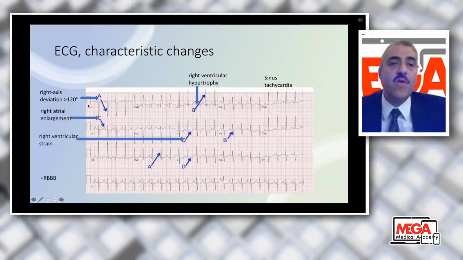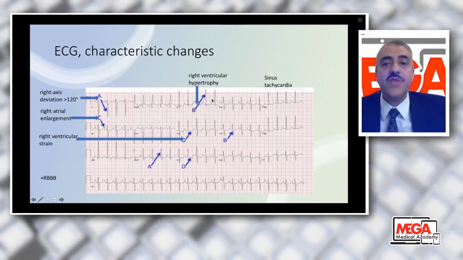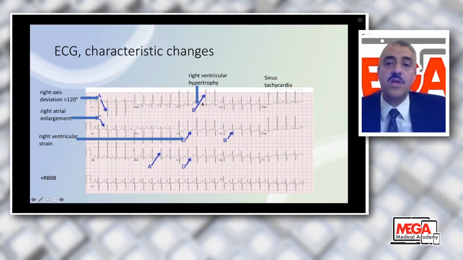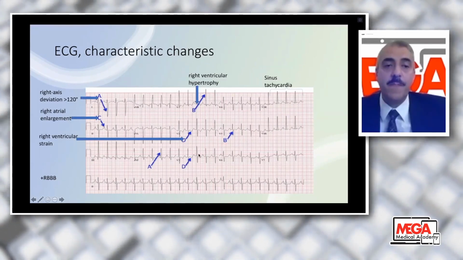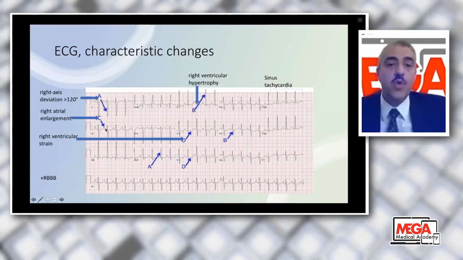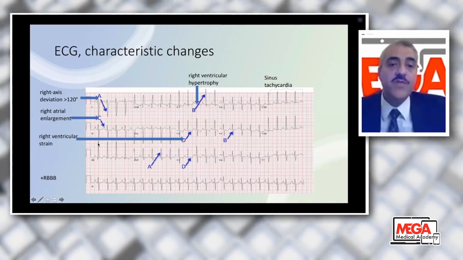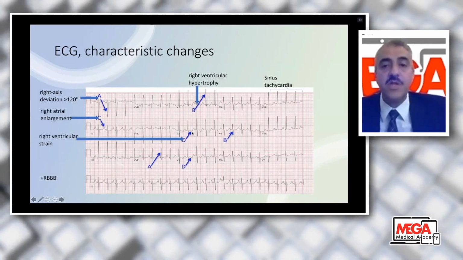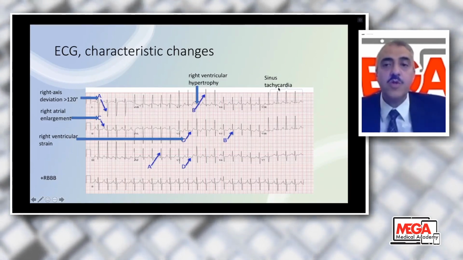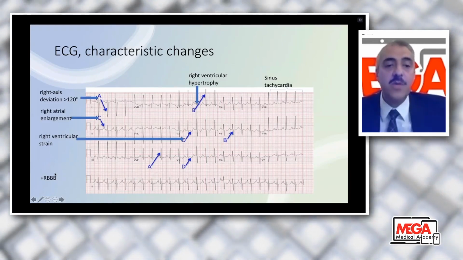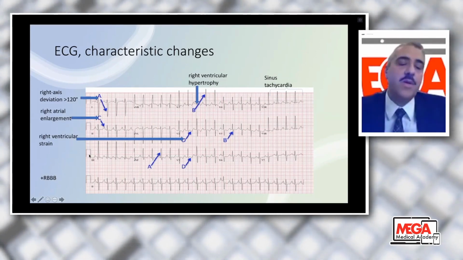ECG findings are in the form of right axis deviation. We also have right ventricular hypertrophy, evident in increased QRS complex in V1, V2, V3. Right atrial enlargement with a tall, peaked P wave. Right ventricular strain in the form of inverted T wave and disrupted ST segment. We also have sinus tachycardia, and in some patients right bundle branch block.